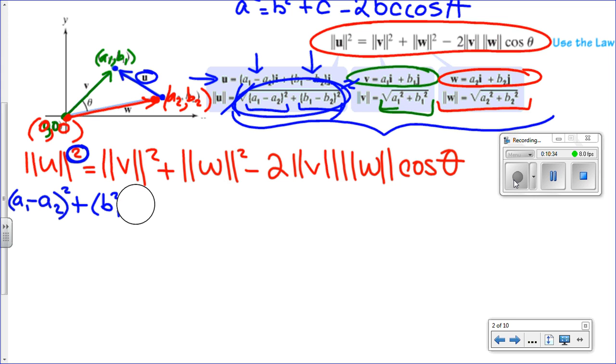Sorry, I made a mistake. Go back. So it is b sub 1 minus b sub 2, and then square outside the parentheses. So that covers this part.